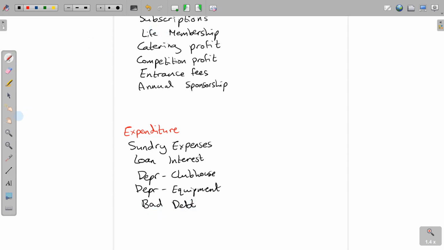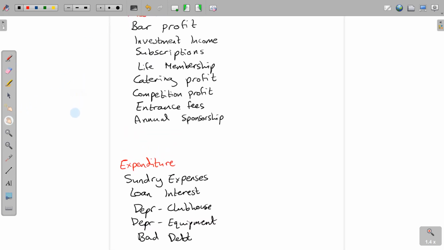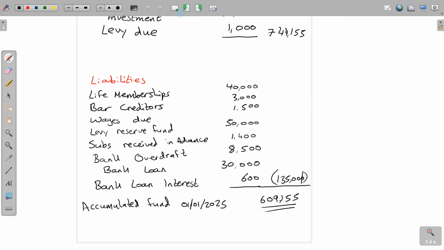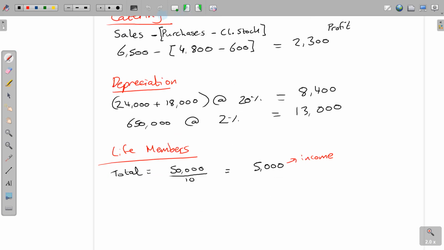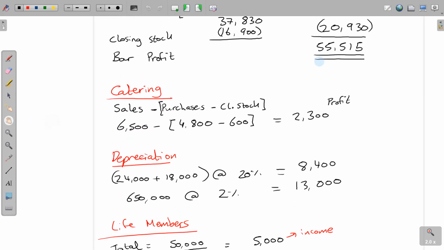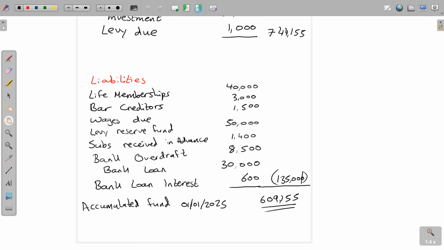So if I just scroll up a small bit to get everything in. So now all we have to do is make sure that we've done all the hard work and the heavy lifting. We just have to make sure that we're now actually taking the right figures. So bar profit was 55,515.